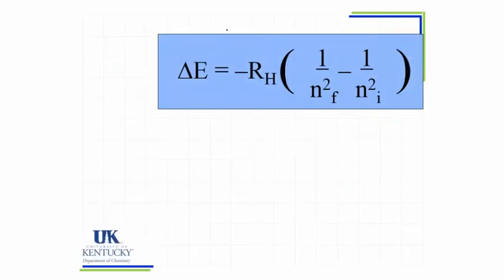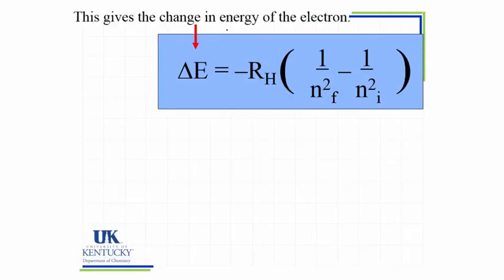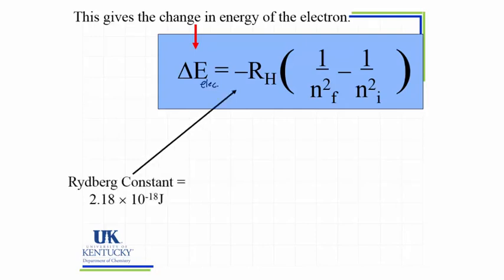So this is the equation that gives you the change in energy of the electron. That's what delta E stands for. I'm going to put a subscript, ELEC, for electron, so that you can keep that in mind. This is the Rydberg constant. Now we've seen a similar equation, and we've seen the Rydberg constant before. You might want to pause and look back in your notes where you saw an equation similar to this and see what it was for. It was to determine the energy of an electron in a hydrogen atom.